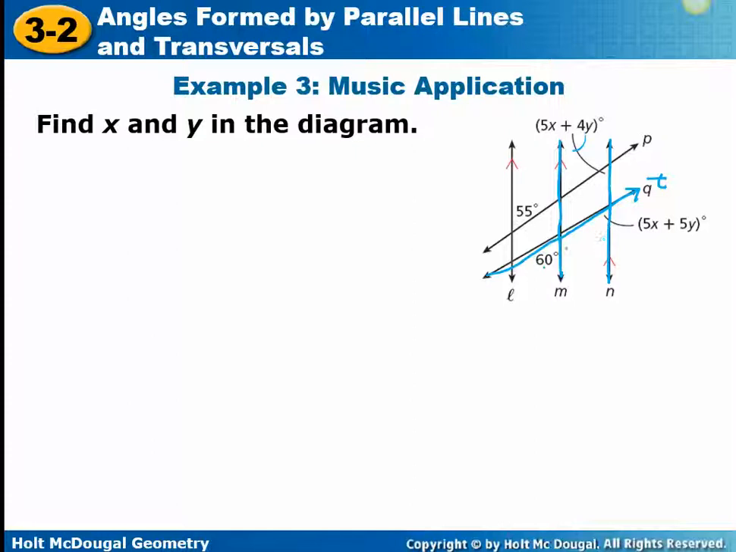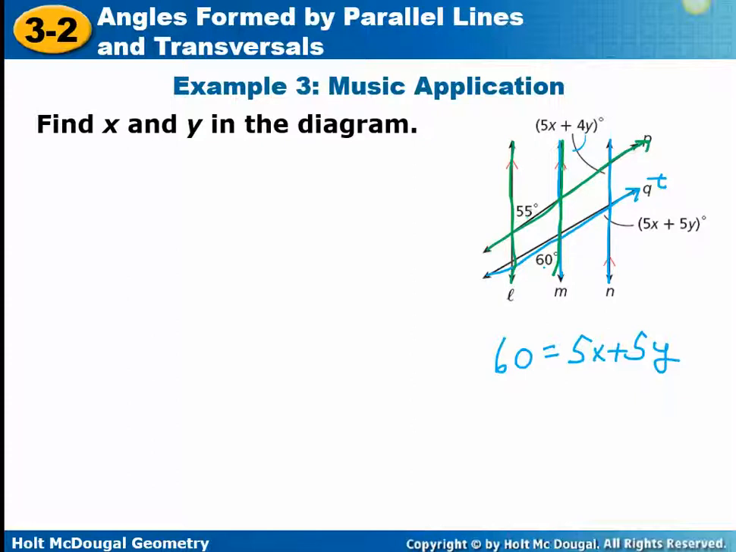So 60 and 5x plus 5y are corresponding angles. But that's a little tricky, isn't it? Corresponding angles are congruent, so I can write that down. I guess I'll start with that. Now, let me get a different color. What if I used these two parallel lines cut by the other line for a transversal? What do we know then?